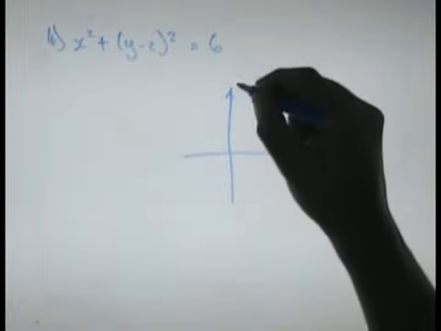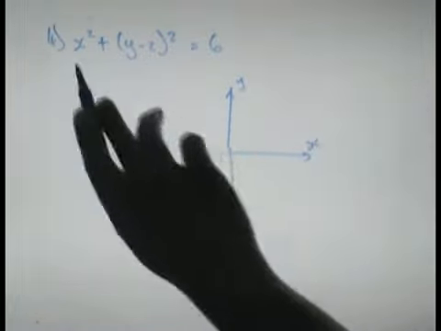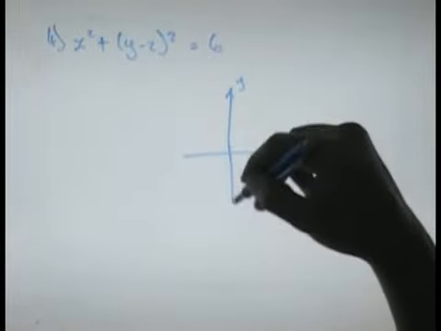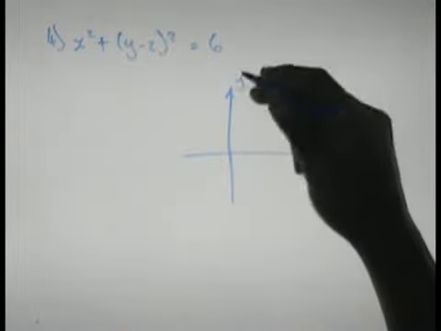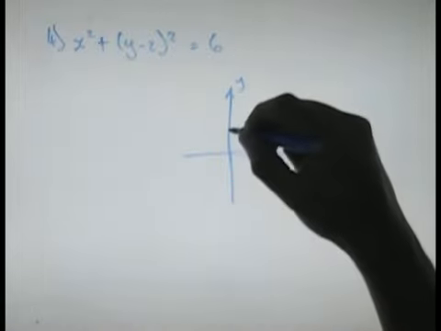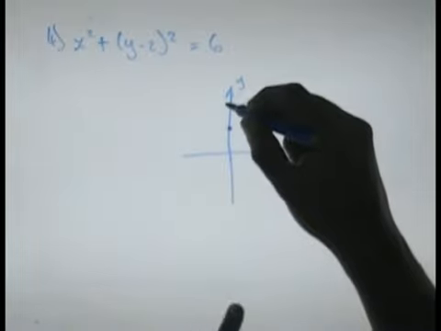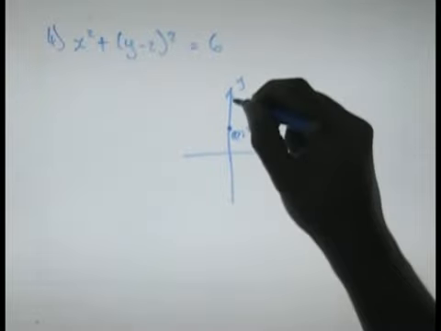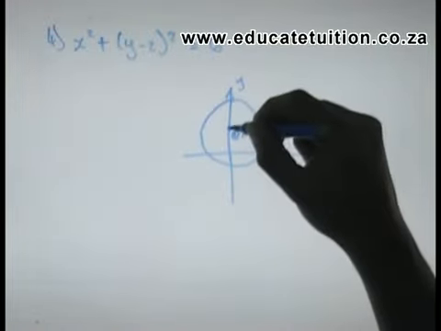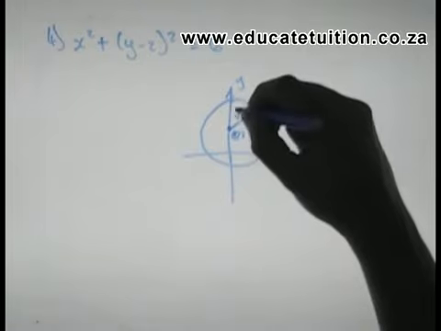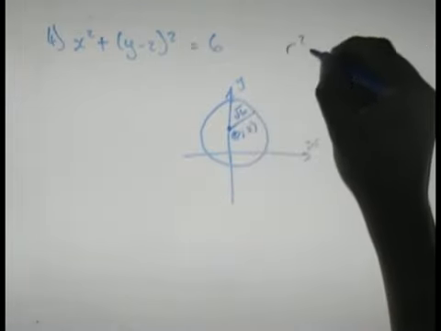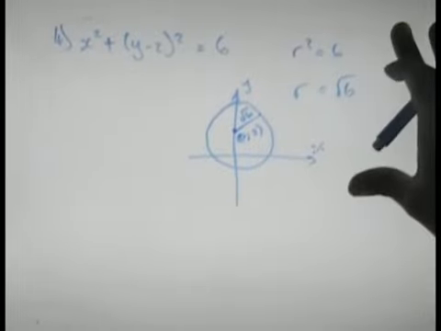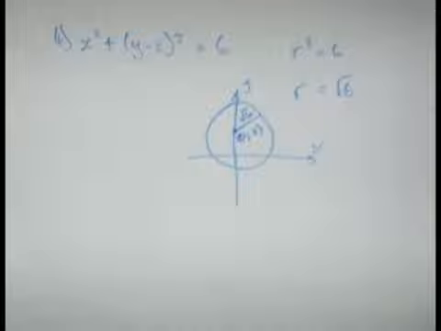The x coordinate of the center is actually 0. So that means that the center of our circle is going to be on the y-axis. The y coordinate is going to be positive 2. That means that the center is (0, positive 2). And our circle looks like that. And our radius is root 6, because r squared is equal to 6. That means that r is equal to the square root of 6, and we can't simplify that any further.